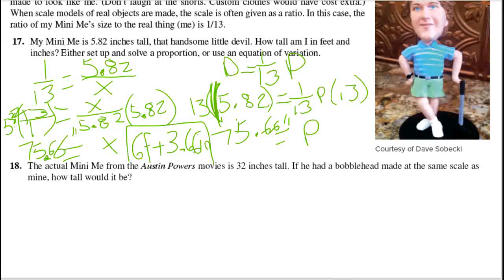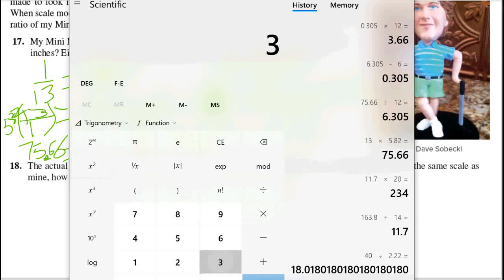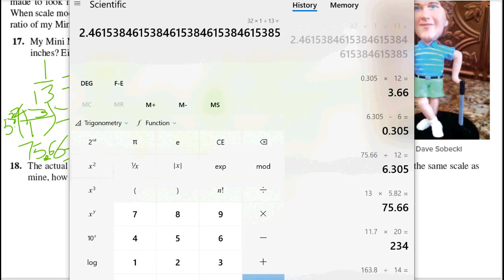So 32 inches tall, and the bobblehead doll would be 1/13. So really we just take 32 inches times 1/13. If you want to do it, you can do 32 times 1 divided by 13, which gives 2.46 inches.